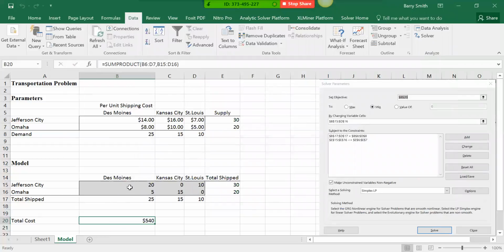And so what it tells us is we're going to ship 20 from Jefferson City to Des Moines and 10 to St. Louis for a total of 30. And we're going to ship 5 from Omaha to Des Moines and 15 to Kansas City for a total of 20. We can see our totals here, 25, 15, 10, and that's where our demand is. Our total shipped meets our supply, and our minimized cost is 540. And so that's how this model would be set up.